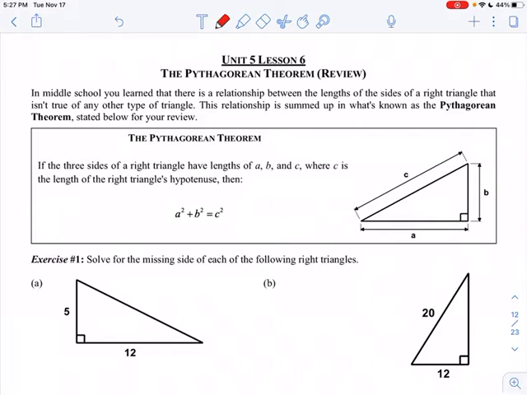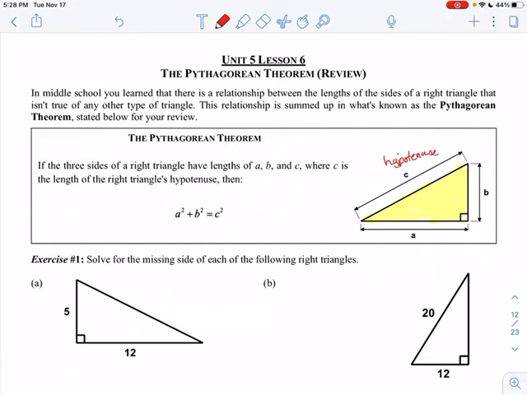And the Pythagorean Theorem is used only in a right triangle, and it's used to find the missing side of a right triangle. So if we're looking at our picture right here, I have this nice right triangle, and I'm calling the sides A, B, and C. So A and B are called the legs of the right triangle, and C is called the hypotenuse because it is across from the right angle. So that's important that C is the hypotenuse.